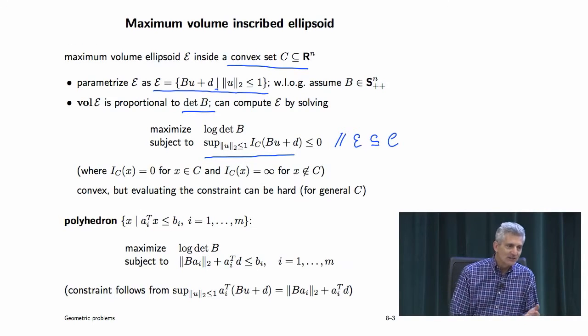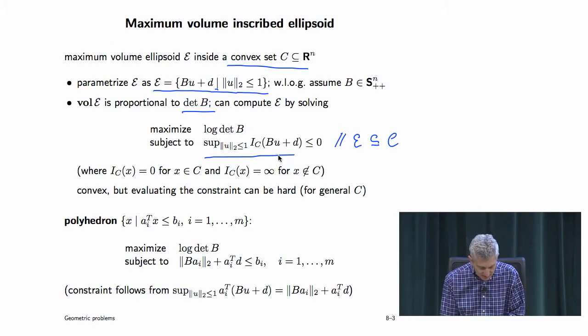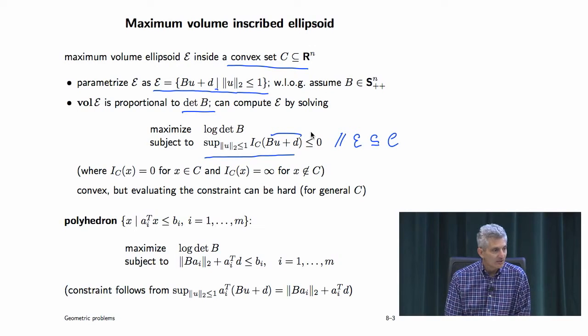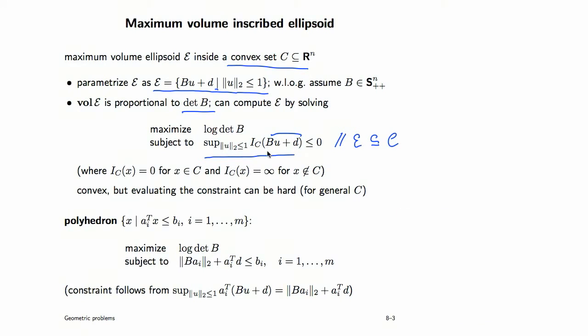I guess it's written this way so that we can verify instantly that this is convex, right? And the way to do that is very simple. This expression is linear in the variables, which are B and D. IC, that's the indicator function, that's of course convex. So for each u, this is convex. That's a supremum of convex functions, so that means that the left-hand side is convex. So you have a convex inequality.